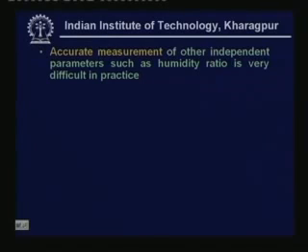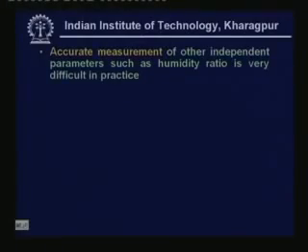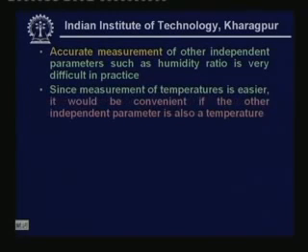Theoretically, the third property could be anything. For example, it could be relative humidity, humidity ratio, or enthalpy. Of course, enthalpy cannot be measured, so there is no point in taking it as an independent variable, but theoretically it can be any intensive property. But there are some problems with some of these. For example, specifying humidity ratio as an independent property is not very convenient because accurate measurement of humidity ratio is very difficult in practice. Since measurement of temperature is easier, it would be convenient if the other independent parameter is also a temperature.